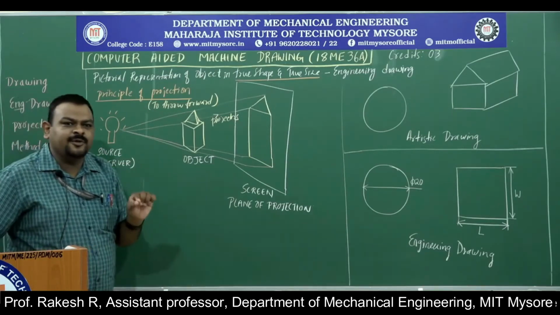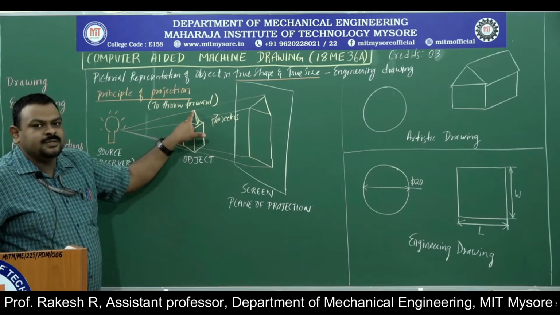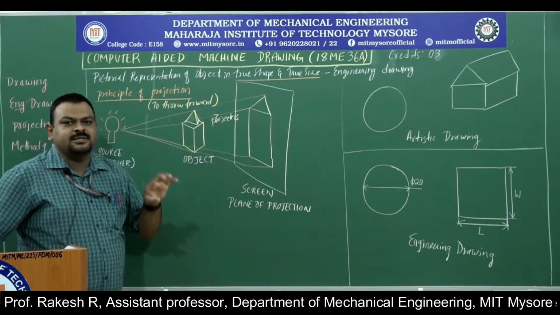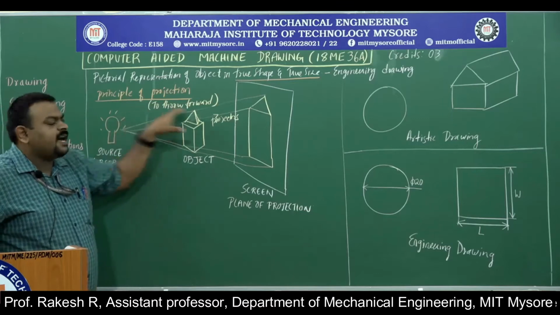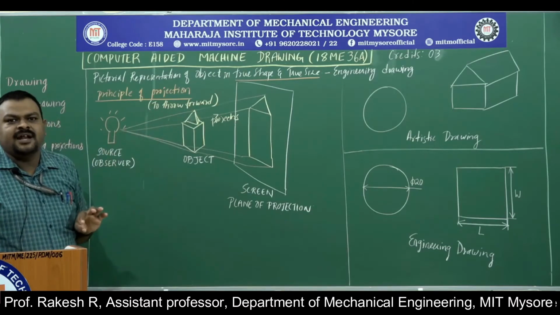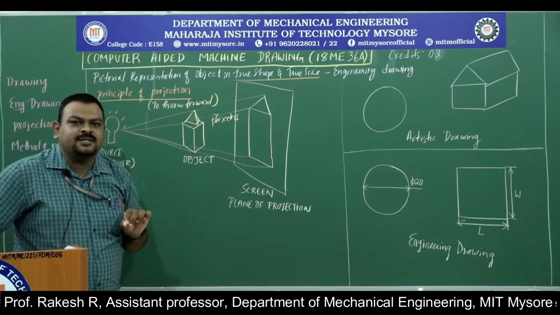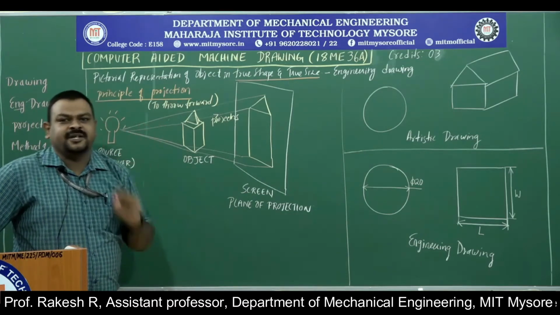In order to do that, instead of a divergent or convergent beam of visual rays, we will pass parallel projectors. The projection corresponding to parallel projectors is called parallel projection.